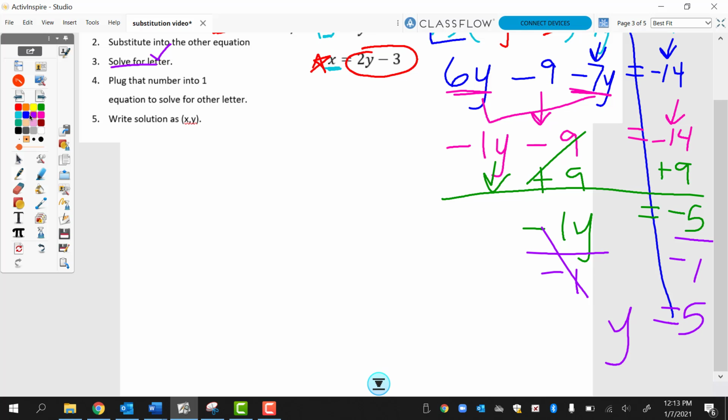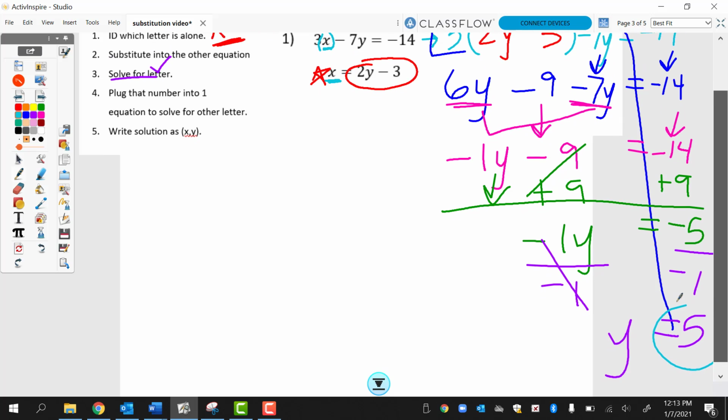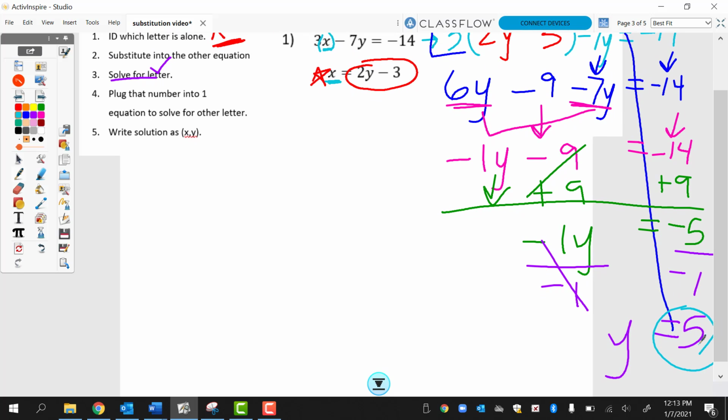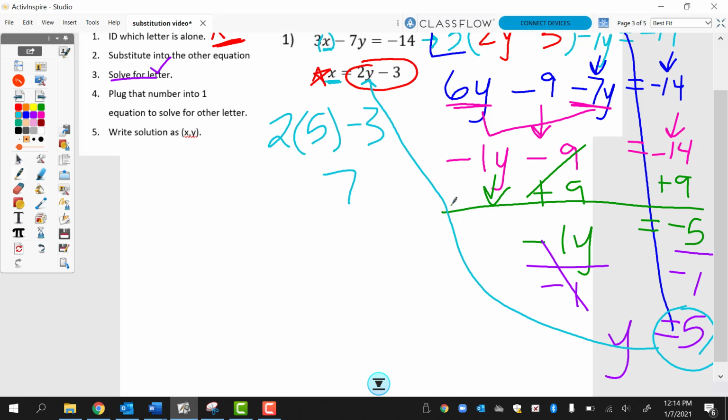Where am I going to plug in this number? Where am I plugging in 5? I'm going to plug it into the blob. I'm going to plug it in for the letter y, because I just got y equals. So I'm going to put it in there. So now it's 2 parentheses 5 minus 3. I type that in the calculator, and that's going to be 7.